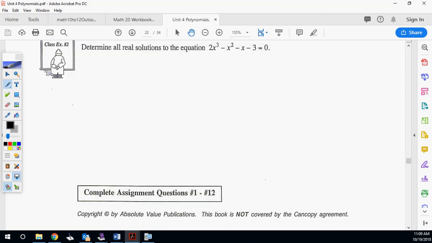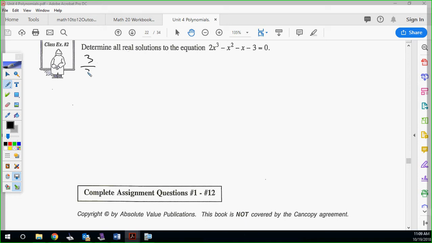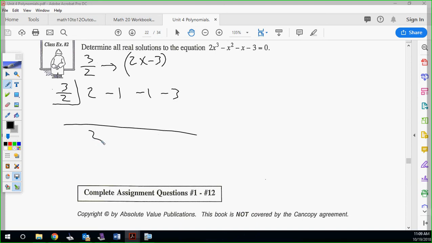Come down here. We know that we got 3/2. So when we write 3/2, the factor is going to be 2x minus 3. We will go ahead and synthetically divide it so we can figure out what the quotient is. So we're going to divide 3/2 synthetically. 2, -1, -1, -3. Bring the 2 down. 3, -2, -3. Wait. 2, -3. That's right.